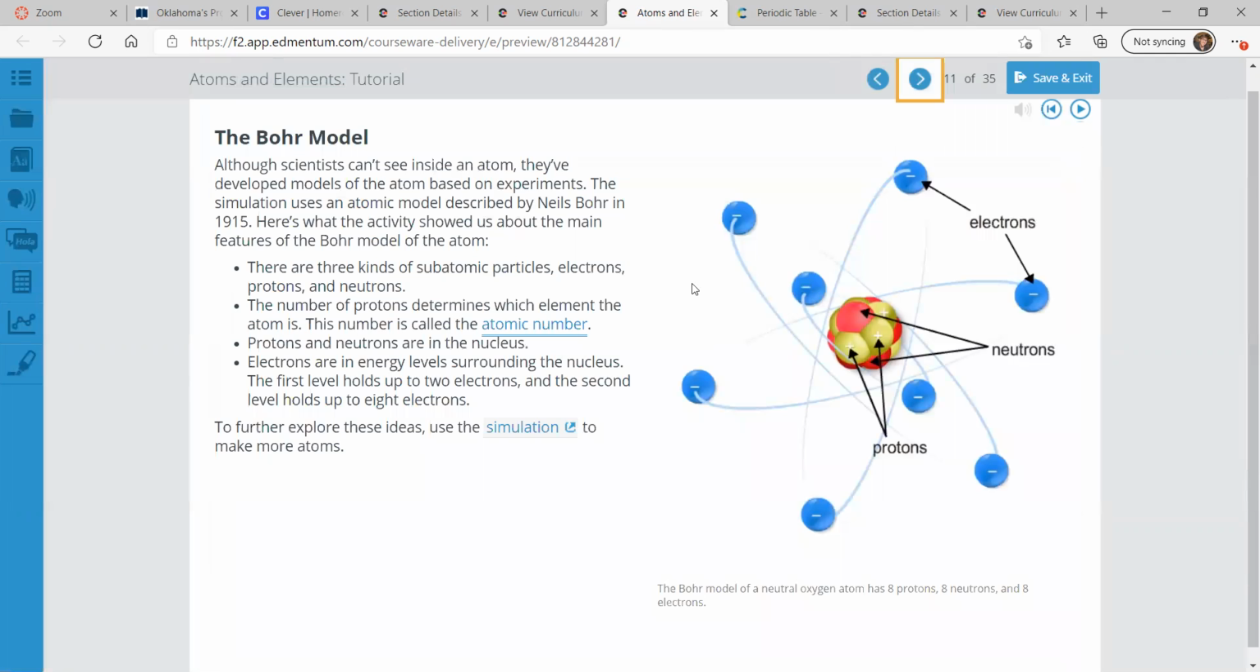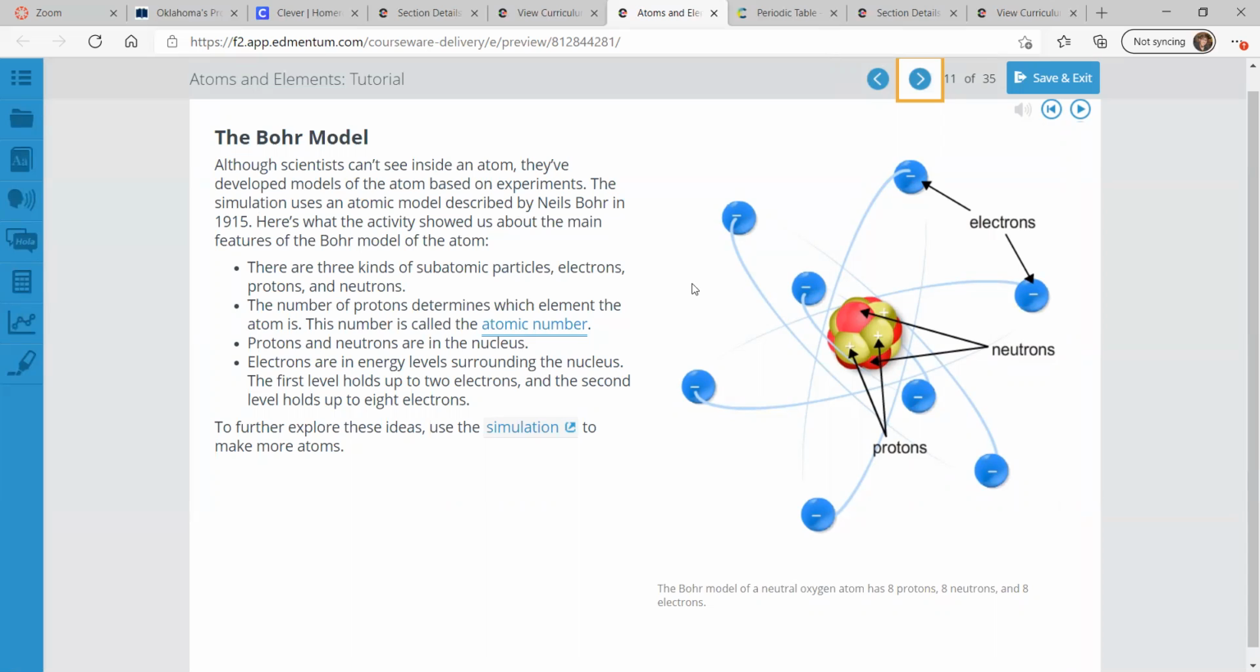And this is the Bohr model. Although we can't see inside an atom, scientists develop models of the atom based on experiments. The simulation used in the last page used the Bohr model, and he developed that in 1915. Here's what the activity showed us about the main features of the Bohr model of the atom.